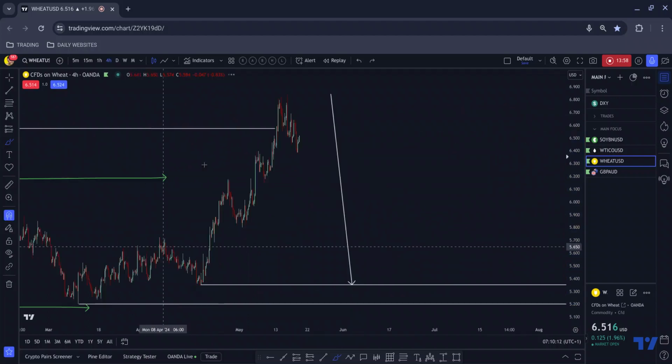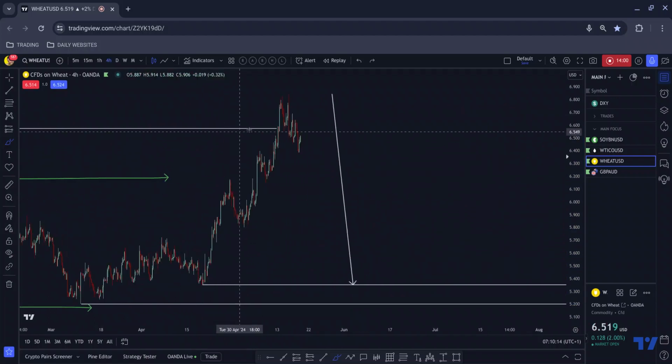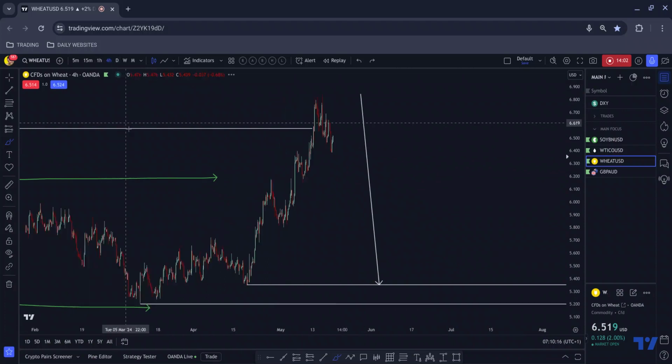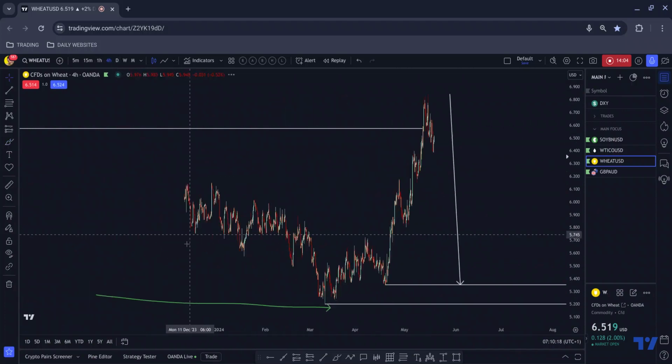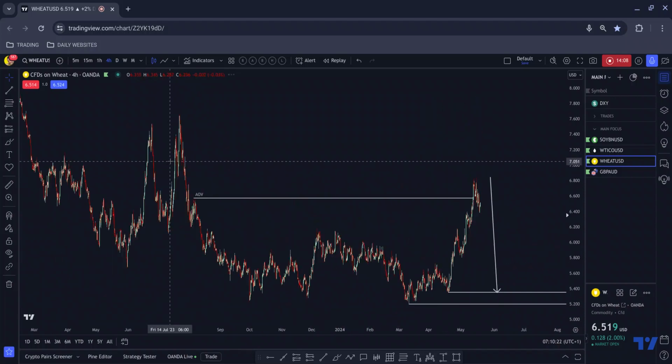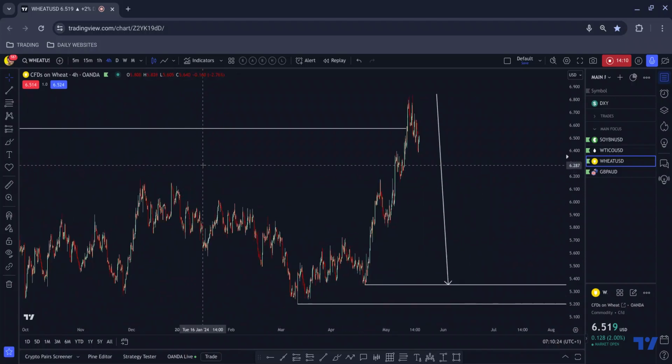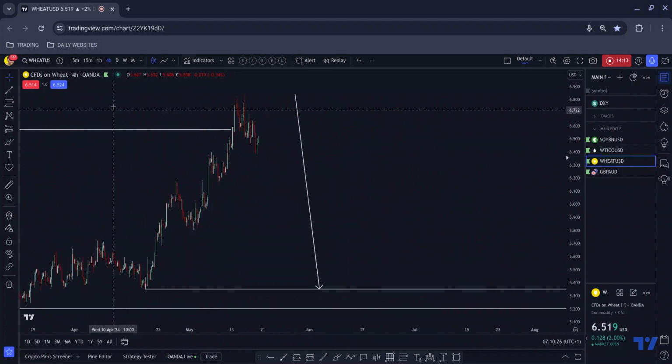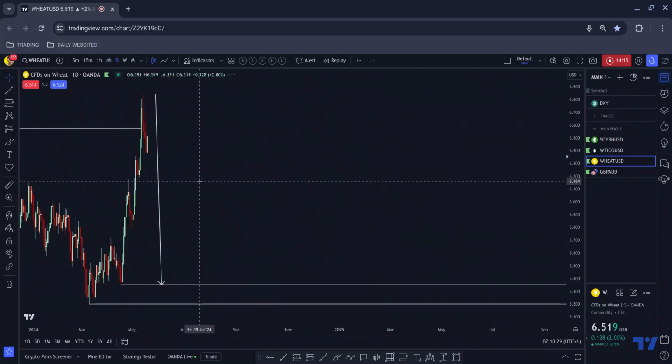But if we get a bit more of a push down, we can potentially get involved in a short-term short, which is what I'll be looking for today. Do I think this is likely? No, but if it does, then I know that I have a statistical edge. So let's just have a look at the daily again.